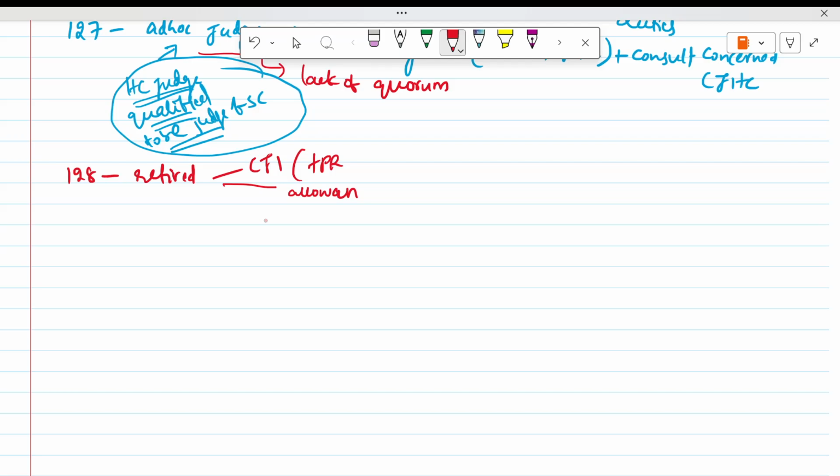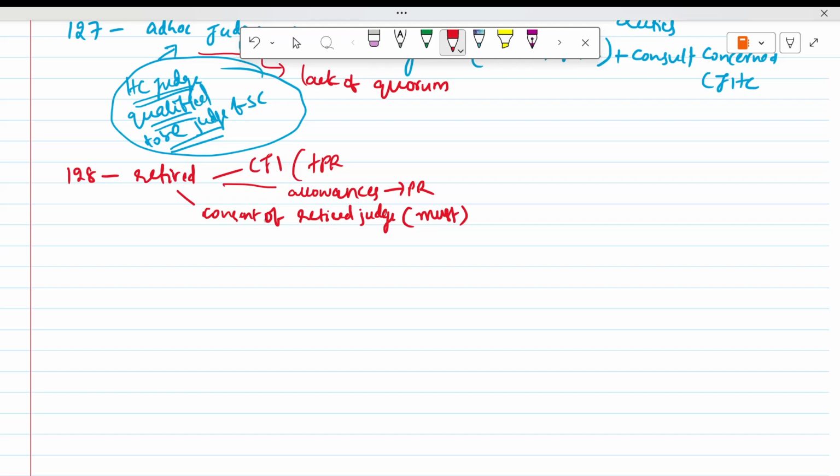Whatever allowances are decided by the president. Also here, the consent of the retired judge is a must. Let's say one retired judge is not willing to come and serve in the Supreme Court, so you cannot force him. If he is willing, yes, you can ask him. Who can ask? The CJI can ask. Whether the CJI can solely ask? No, he has to take the permission of the president.